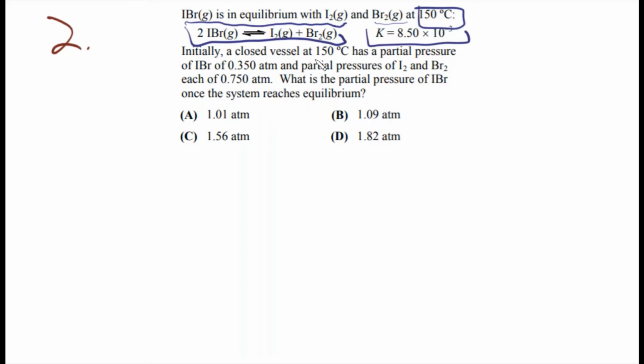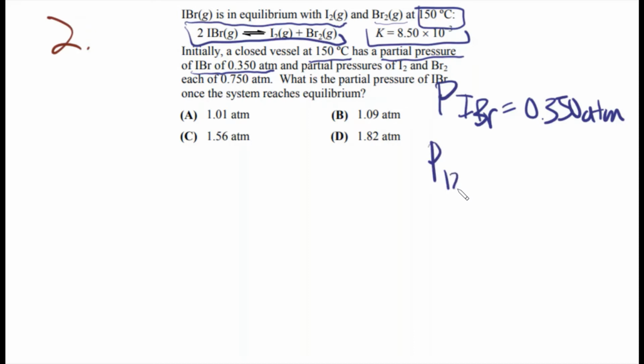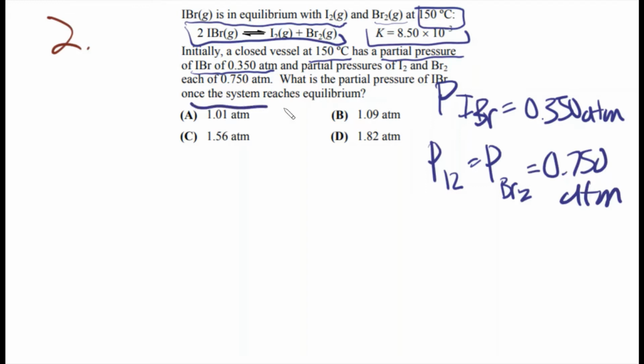Initially, a closed vessel at 150 degrees Celsius has a partial pressure of IBr of 0.350 atmospheres, so let's write IBr is equal to 0.350 atmospheres, and partial pressures of I2 and Br2, each of 0.750 atmospheres. So the pressure of I2 is equal to the pressure of Br2, which is equal to 0.750 atmospheres. What is the partial pressure of IBr once the system reaches equilibrium? So we have 4 answer choices, and let's just do the math and figure it out.